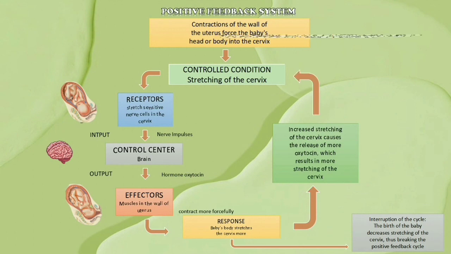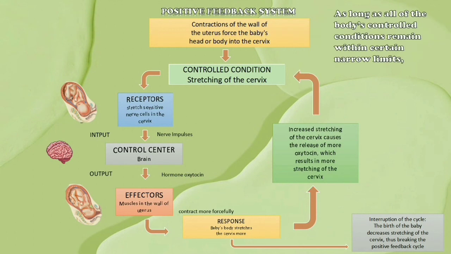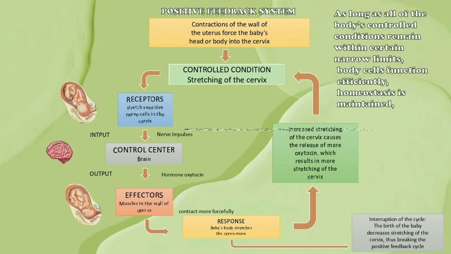As a summary, as long as all of the body's controlled conditions remain within certain narrow limits, body cells function efficiently and homeostasis is maintained. Therefore, our body will remain healthy.